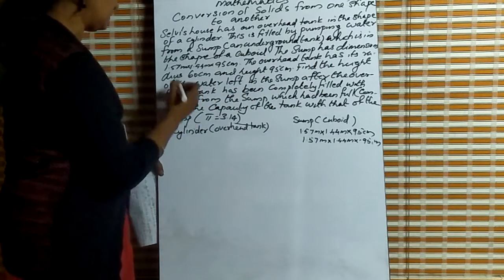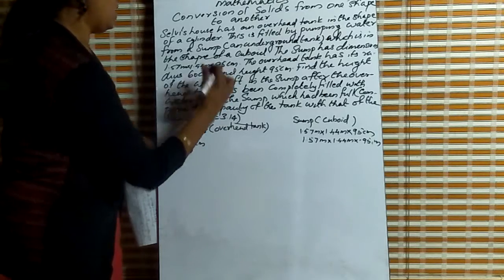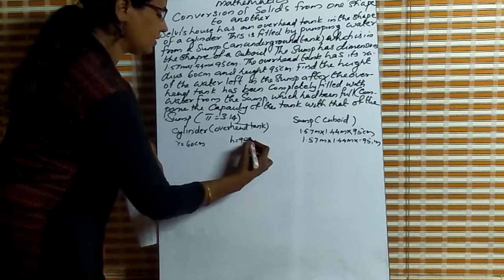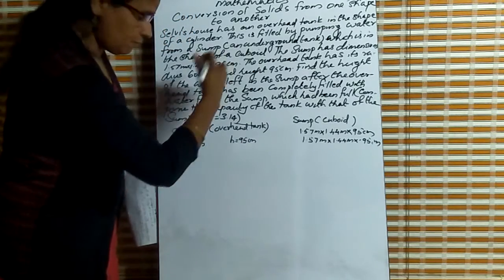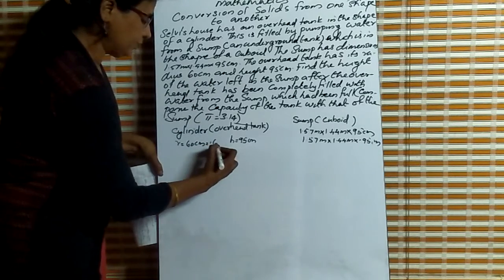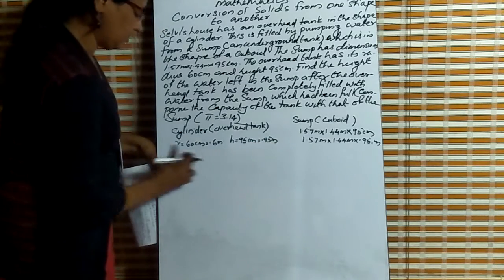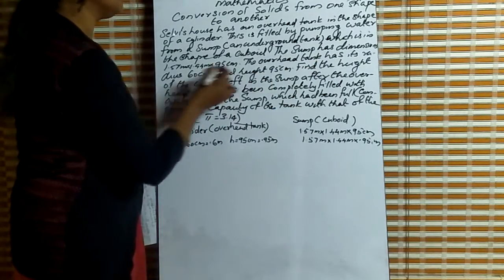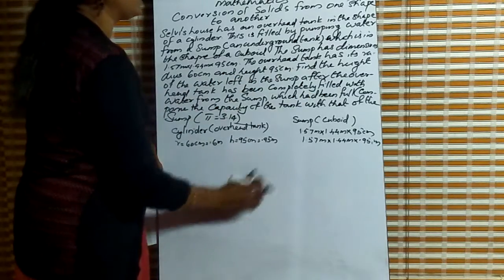The overhead tank has its radius R 60 centimeter and height 95 centimeter. Here these measurements are all in meters, so we convert this also in meters. This is 0.6 meter. This is 0.95 meter. Convert this also into meters.